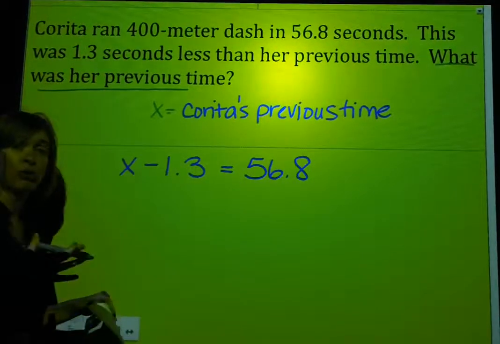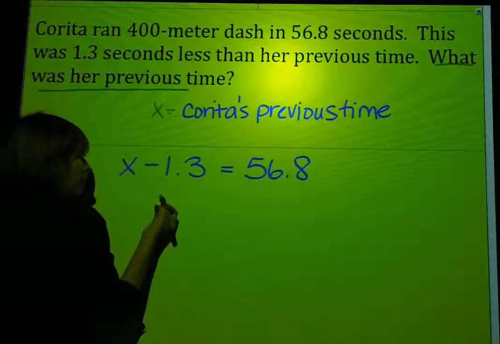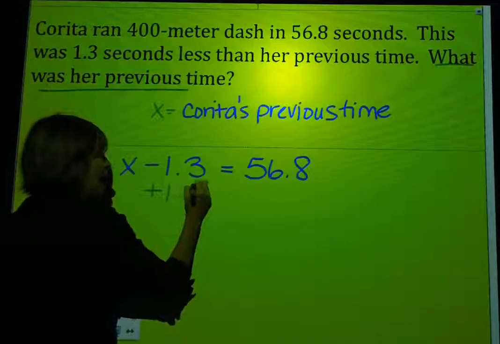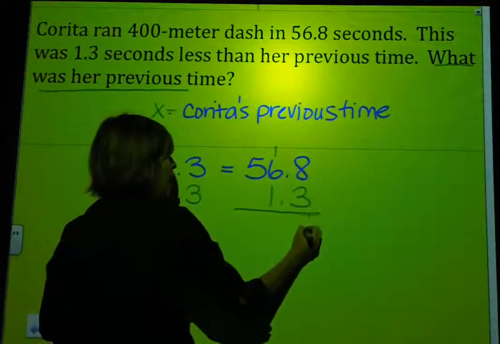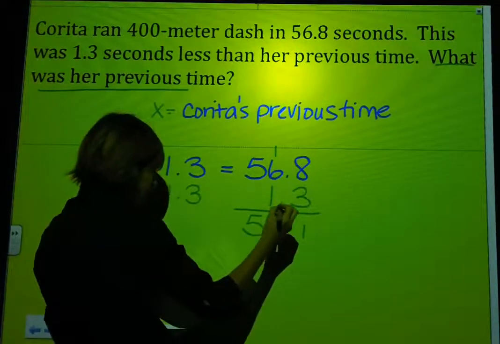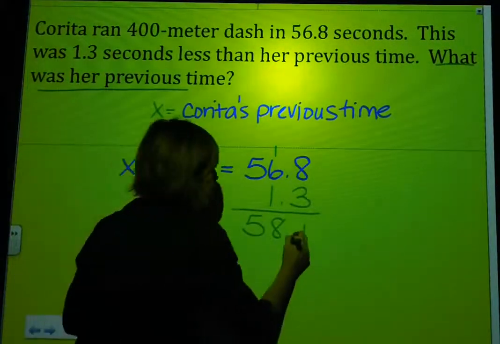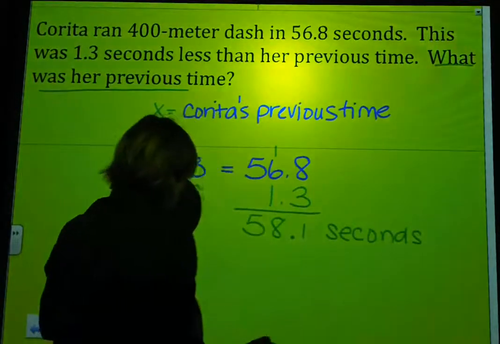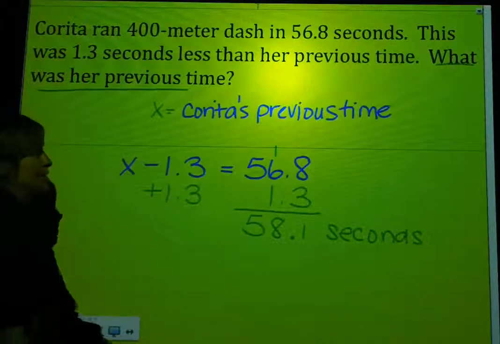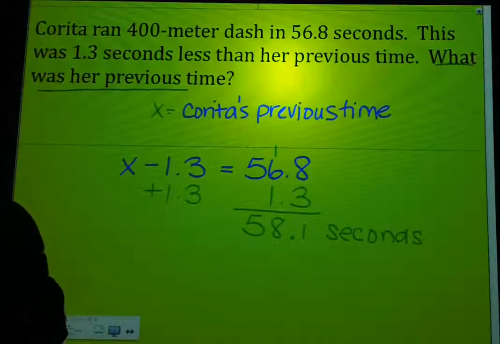All right, now I'm going to go through the process of solving. I do the opposite operation, so in this case I'm going to add 1.3 to both sides, and I'm going to get 58.1, and we want to make sure we put seconds, because these are word problems, okay? 58.1 seconds. Okay, moving on.